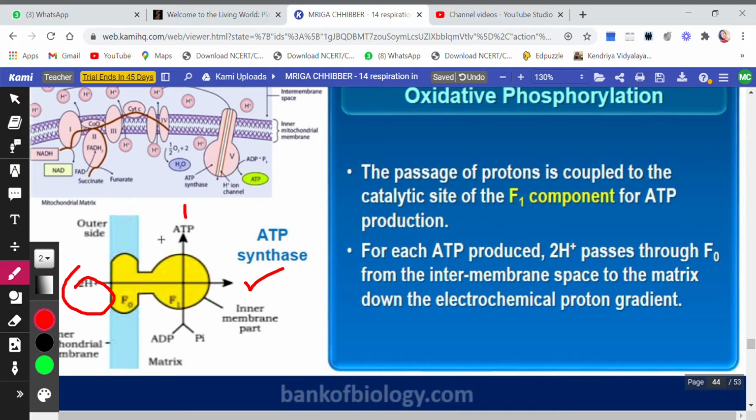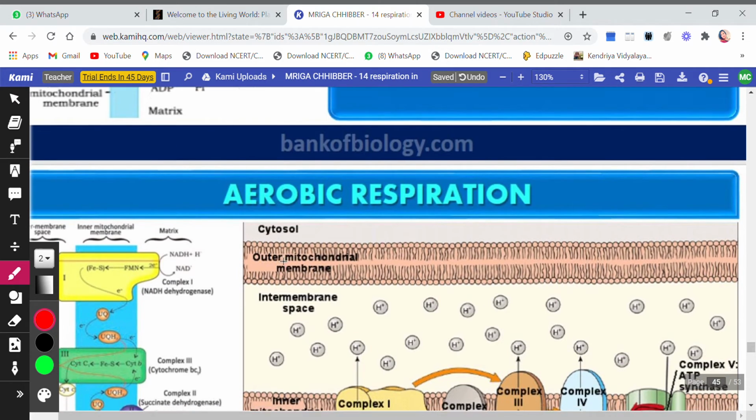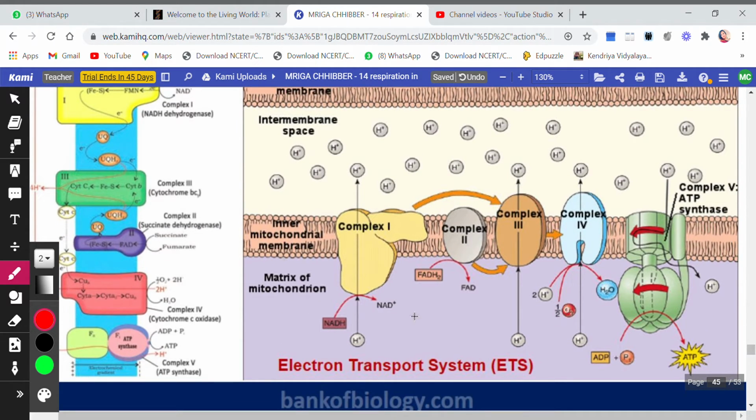तो एक ATP जब form होता है तो two hydrogen or two protons are passed on, right? So this is what is electron transport system.